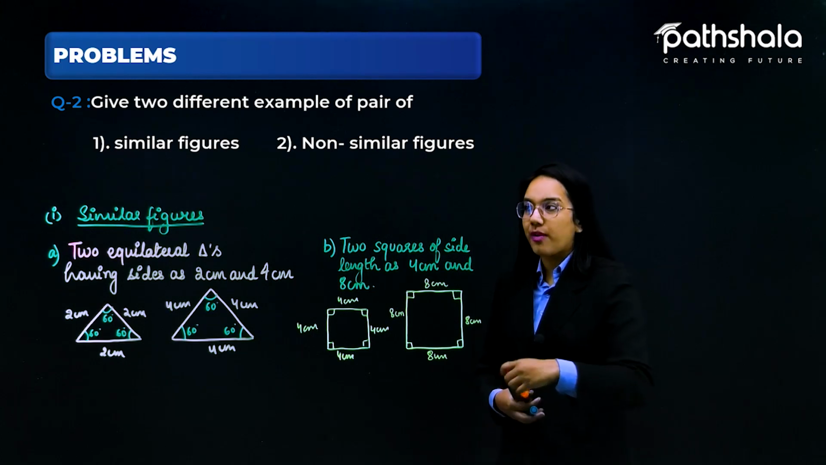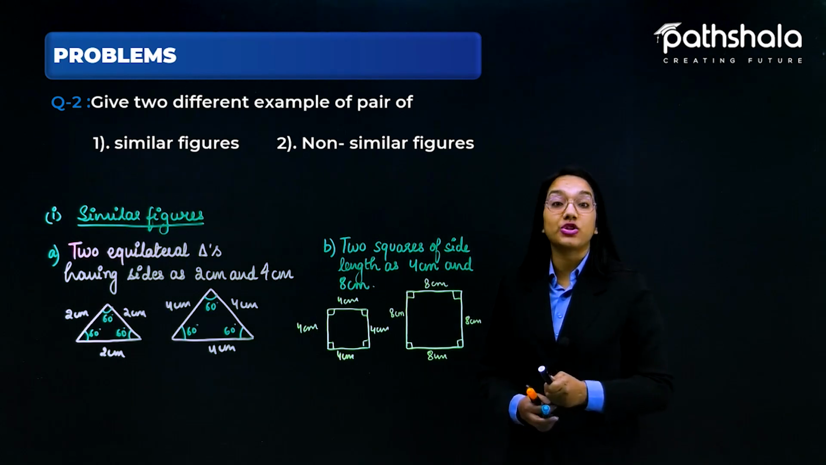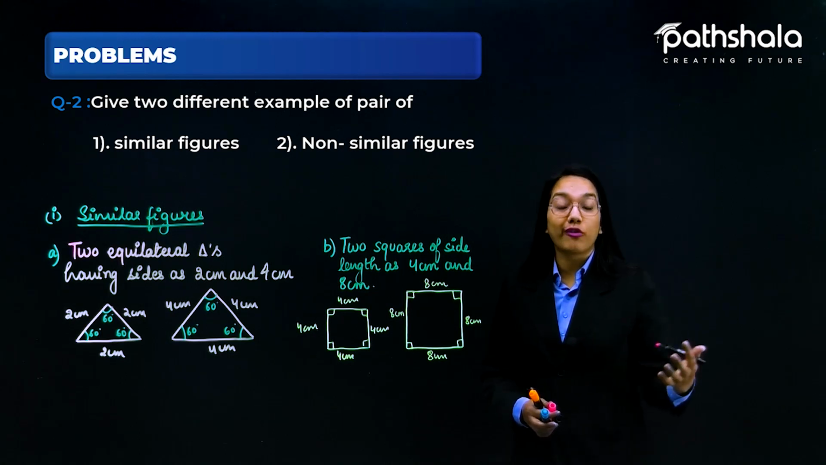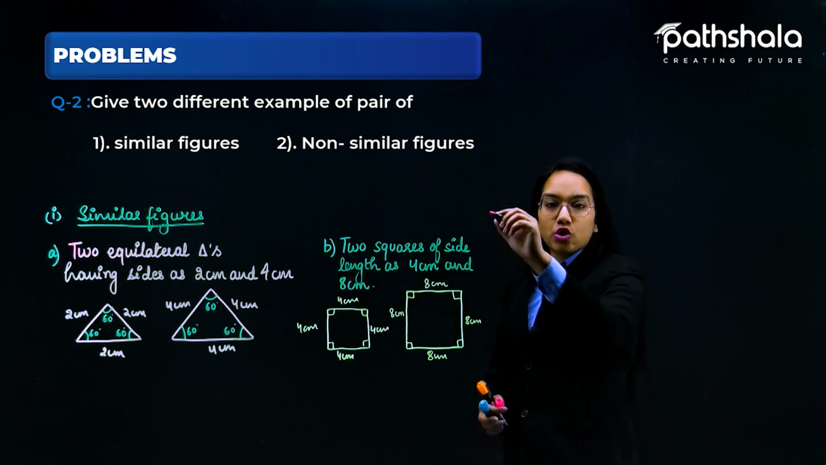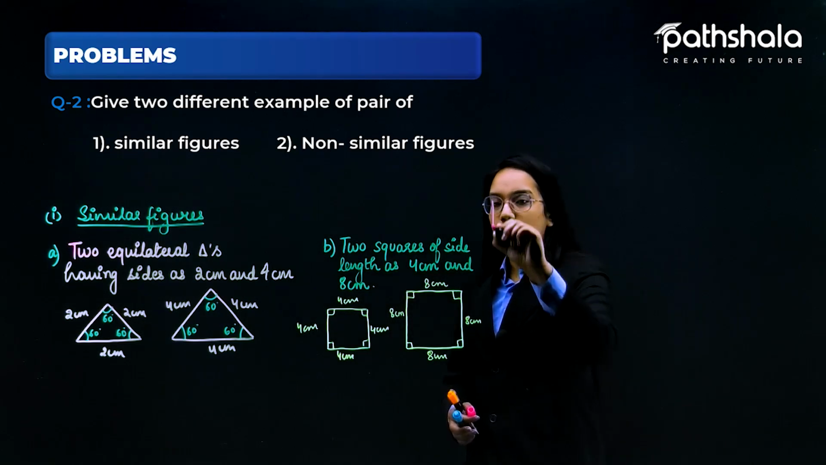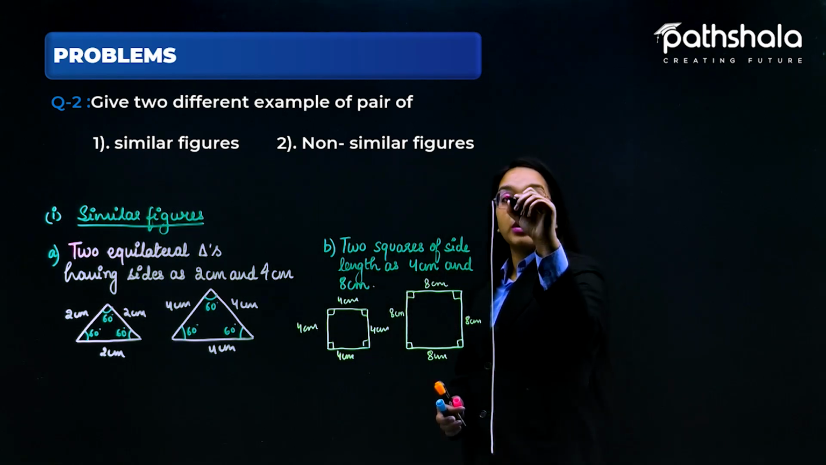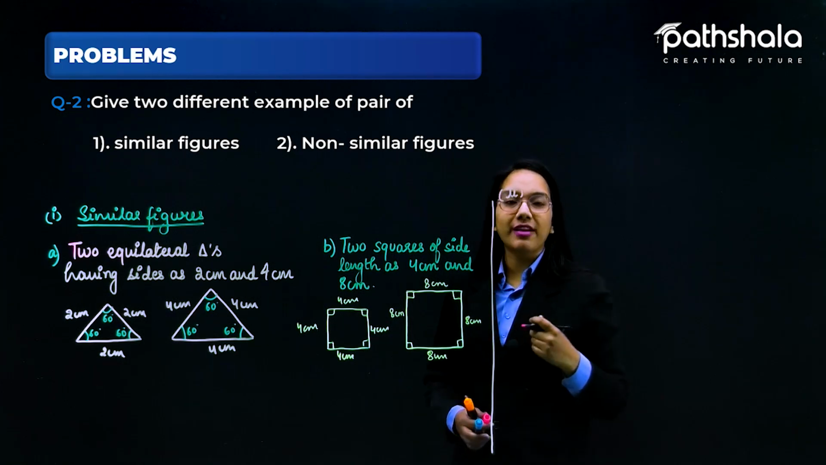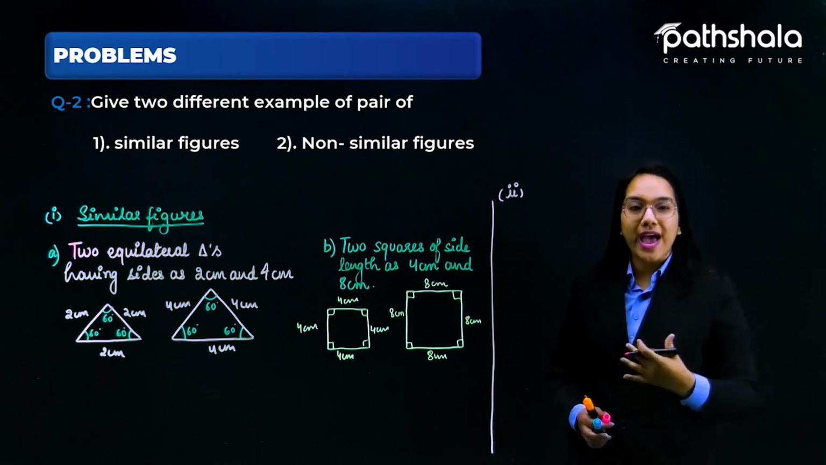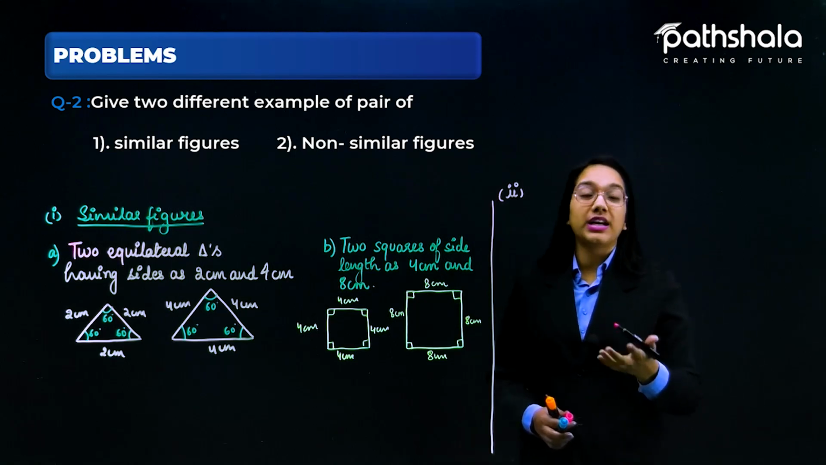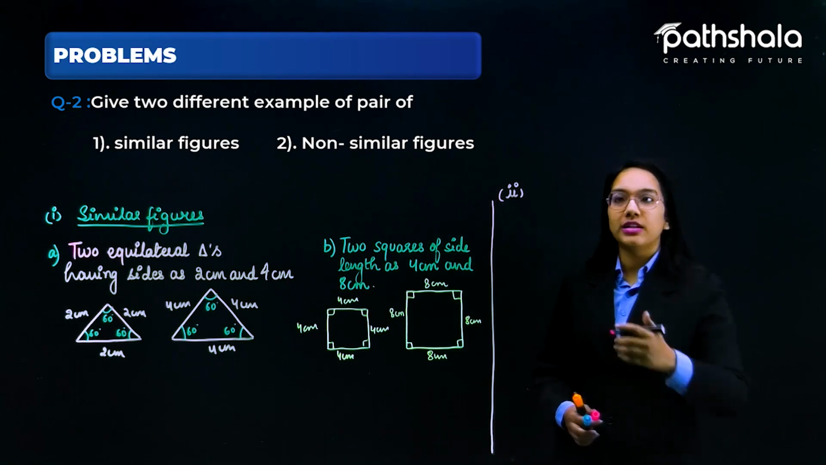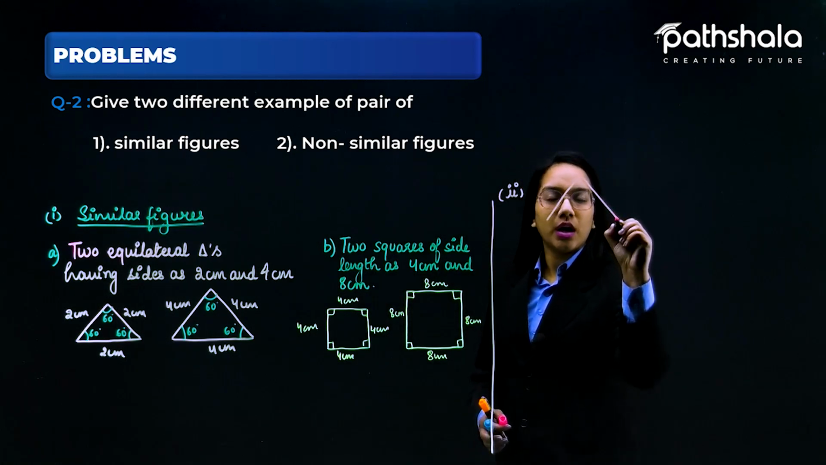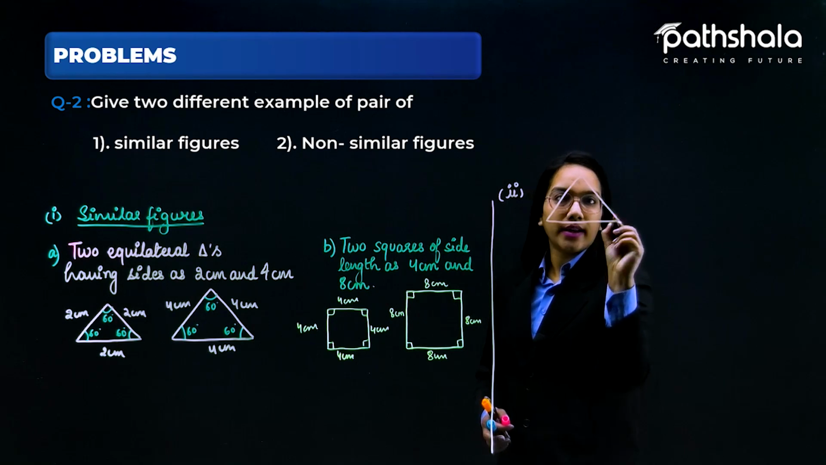Now let us talk about the second part, which says we have to give 2 different pairs of non-similar figures. For the non-similar figures, let us suppose I'm taking the very first example of a triangle and a rectangle.